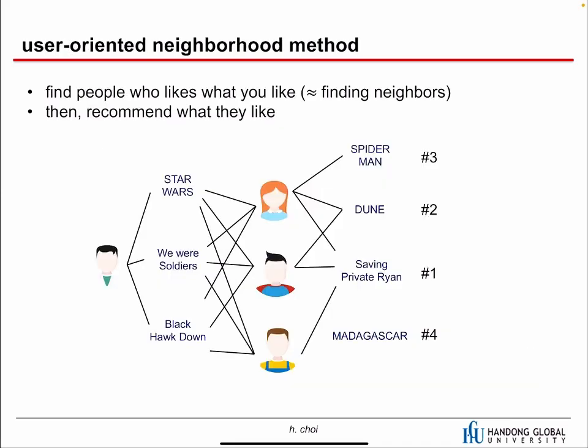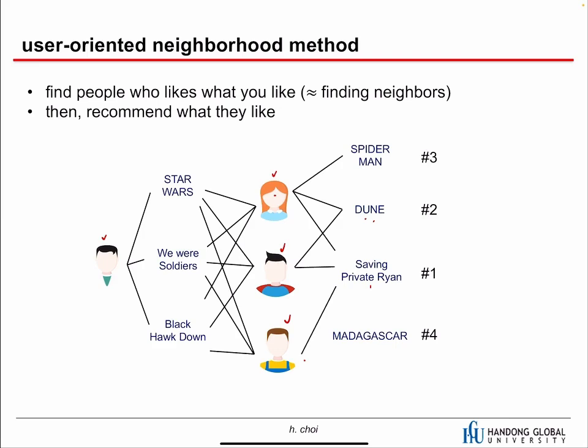Now we know how to calculate the dissimilarity between the users, so we can find the neighbors. Then we can recommend what they like. In this slide, this is the target user, and we found 3 users as neighbors, which means they like what I like. Then they like other movies too. So she likes Spider-Man and Dune and Saving Private Ryan, and this guy likes Dune and Saving Private Ryan, and this guy likes this one too.